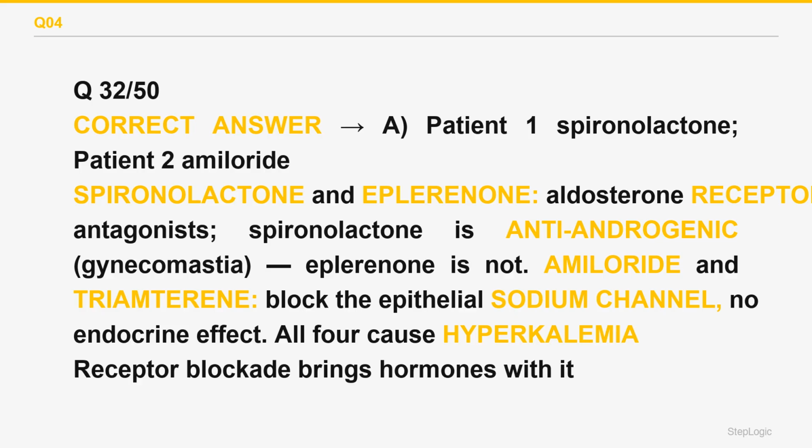It is a selective aldosterone antagonist without significant anti-androgenic activity, so it is substituted when gynecomastia limits spironolactone. Spironolactone's anti-androgenic effect is also used deliberately in hirsutism from polycystic ovary syndrome and in acne, turning an adverse effect into an indication. If you see gynecomastia on a diuretic, think spironolactone and consider eplerenone.